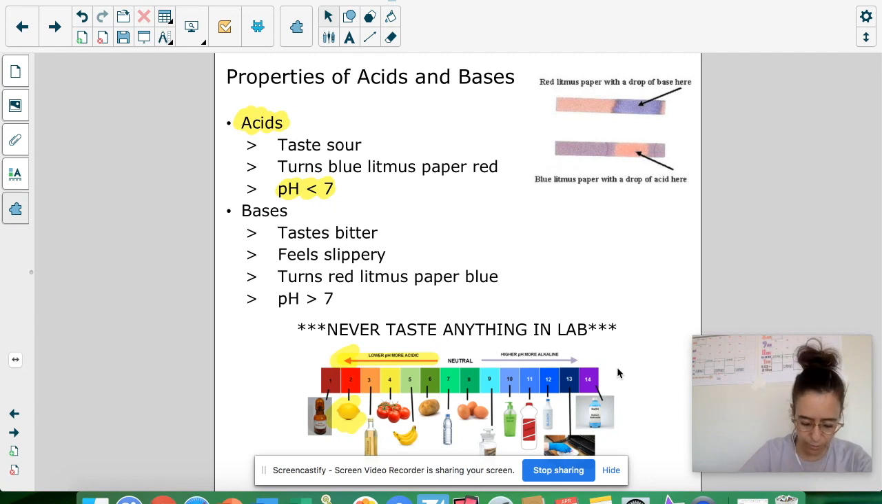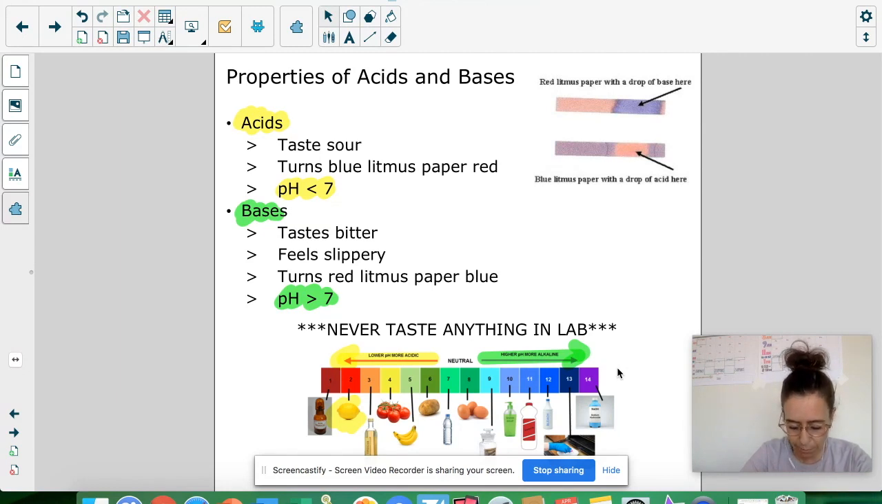The main properties of the bases, which are the substances that have a pH higher than 7, so if we look at the diagram, anything that is to the right of the number 7, that's going to be basic. The main properties are they taste bitter. And again, please don't taste things to know what their acidity is or how basic or acidic they are. And they feel slippery, lots of them. And then also they turn red litmus paper blue.